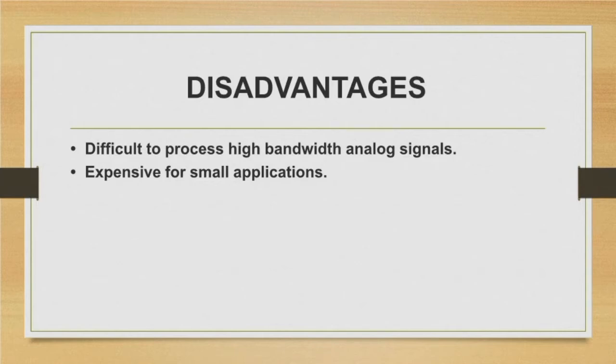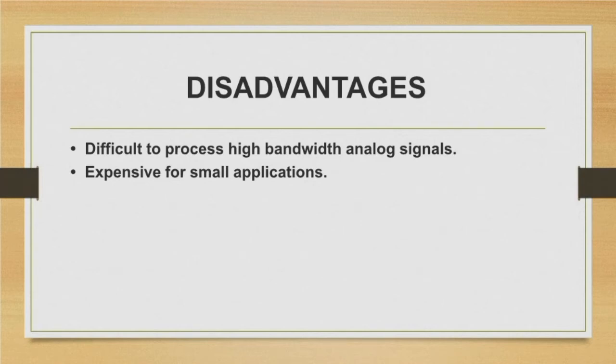Then disadvantages. What are the disadvantages found in DSP? It is very difficult to process high bandwidth analog signals. When the signal has high bandwidth, high speed AD converters are required, but high speed AD converters are difficult to achieve for such signals. So this is the main drawback of DSP. Then cost wise, it is expensive for small applications, because for complex applications DSP processor is very cheap, but for small applications it can get the same cost only. So expense is one of the disadvantages of DSP processor.